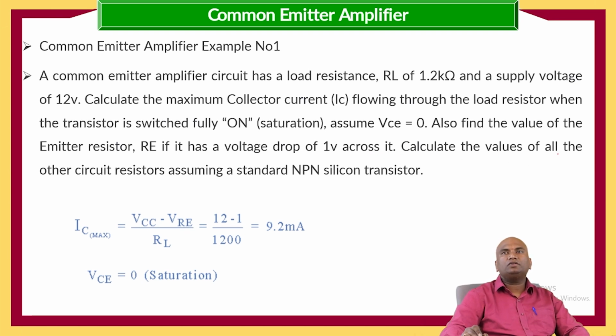Calculate the values of all the other circuit resistors, assuming a standard NPN silicon transistor. IC max is equal to VCC minus VRE divided by RL, that is 12 minus 1 divided by 1200, which is equal to 9.2 milliamperes, where the VCE value is given as 0 under saturation.